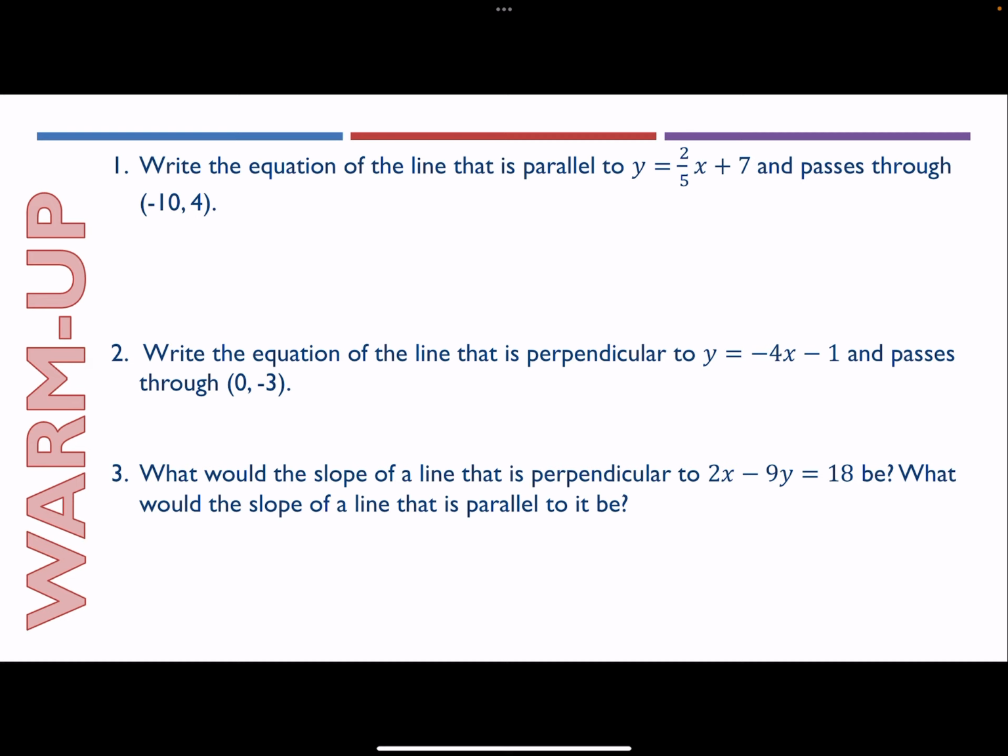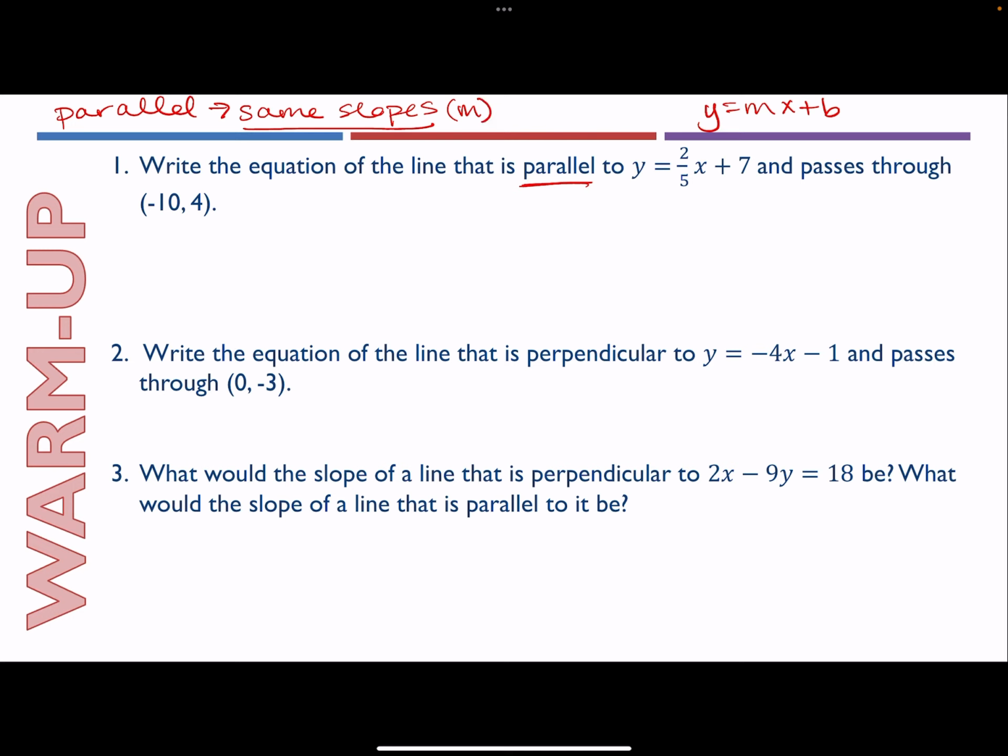All right. So now that you've tried these problems, let's go through them together. So number one, we want the equation of the line that's parallel to this line here, and then we want it to pass through the point negative 10 comma 4. So keep in mind, we're going to use y equals mx plus b for all of these. And we also have to remember that parallel lines have the same slopes, right? Or in other words, the same m.